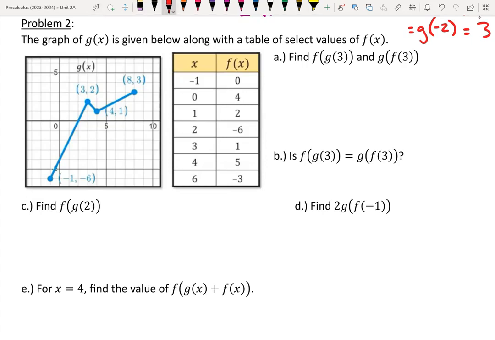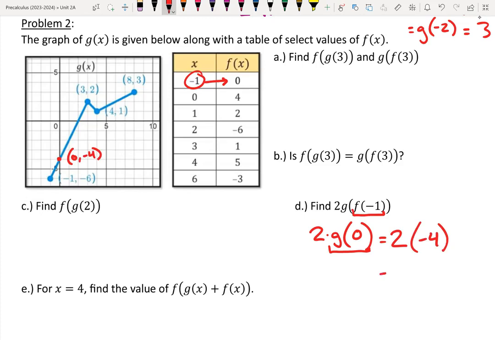So that is 2 times g of f of negative 1. What is f of negative 1? Yeah, 0. All right, so that is 2 times g of 0. Well, now what is g of 0? Negative 4. We look over at the graph. There's 0. There's our point, 0 comma negative 4. So that is 2 times negative 4. So what is our final result? Negative 8. So even though we have that number in front, we just apply the operation that we see.